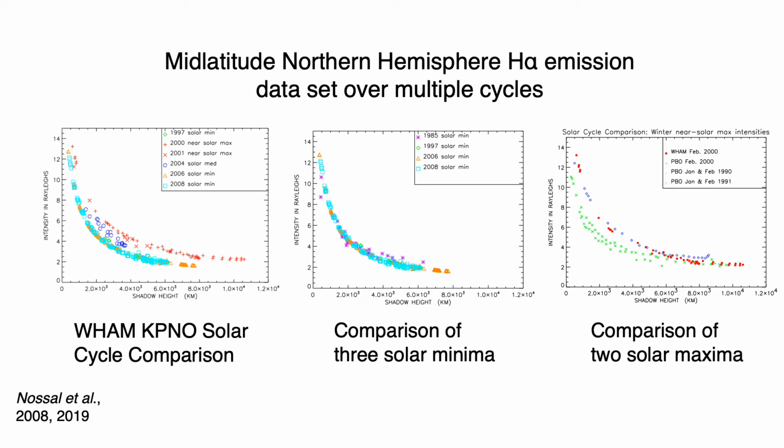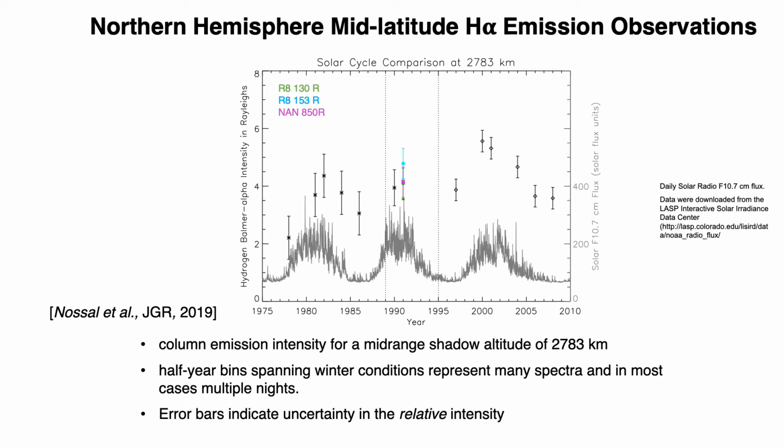So the next plot will illustrate the intensity at a mid-range shadow altitude of about 2,800 kilometers, which is past the shadow altitude at which the dusk-dawn asymmetry is prevalent. And so observations were fit, and then the point at 2,800 kilometers was plotted in this subsequent plot. So this shows the extended Northern Hemisphere mid-latitude Balmer alpha emission data set. Each of these bins represents about a half-year bin spanning winter conditions, so only the winter months are plotted on this particular graph. Each point represents many spectra and in most cases multiple nights.